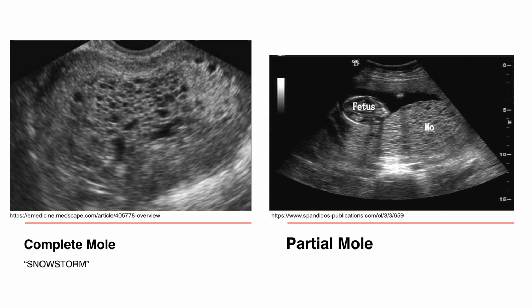So there are two types of mole, complete mole and partial mole. The complete mole will show a snowstorm appearance. A partial mole will show part of the fetus and some of the snowstorm appearance.